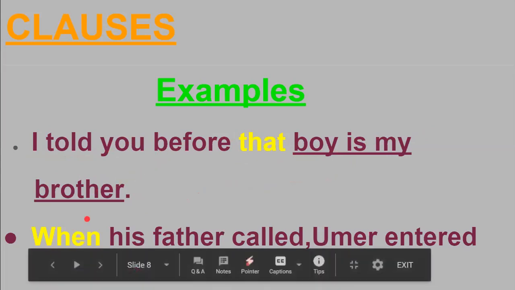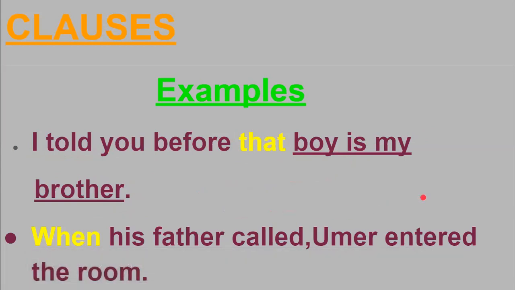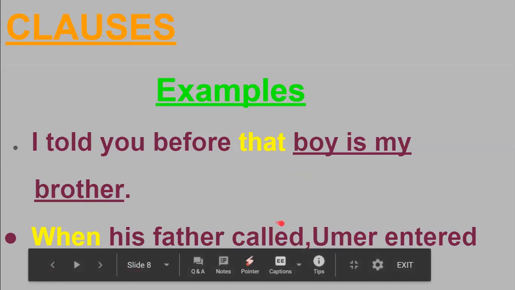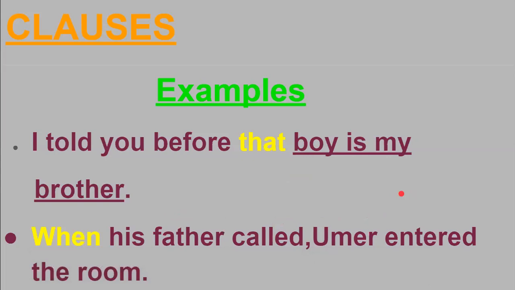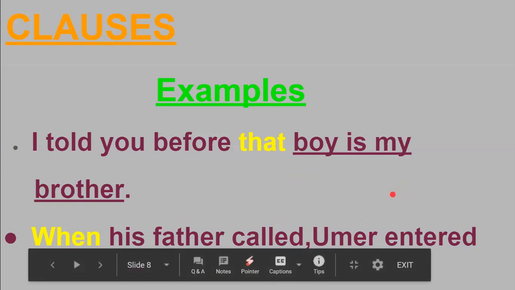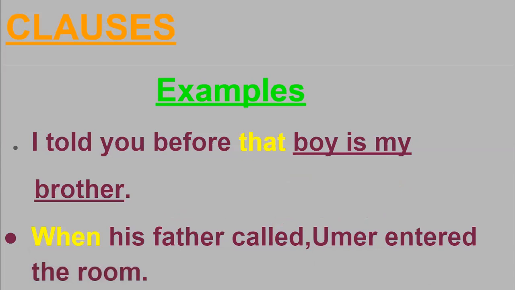Now look at the second example: When his father called, Umar entered the room. "When his father called" is one clause, till "called". Then "Umar entered the room". So where is the independent clause, the main clause? Can anyone tell me where the main clause is? "When his father called" is one clause, and the second clause in this big sentence is "Umar entered the room", which is the main clause or independent clause here.